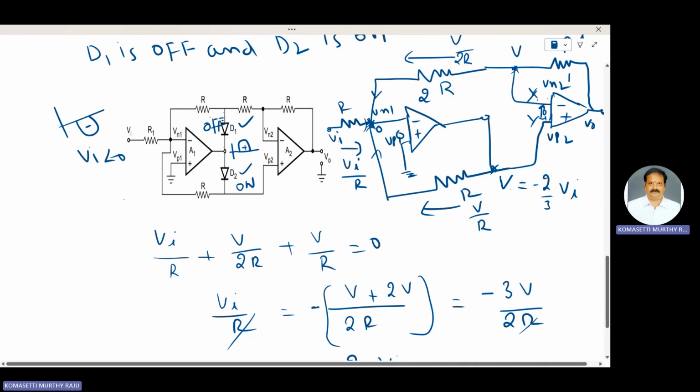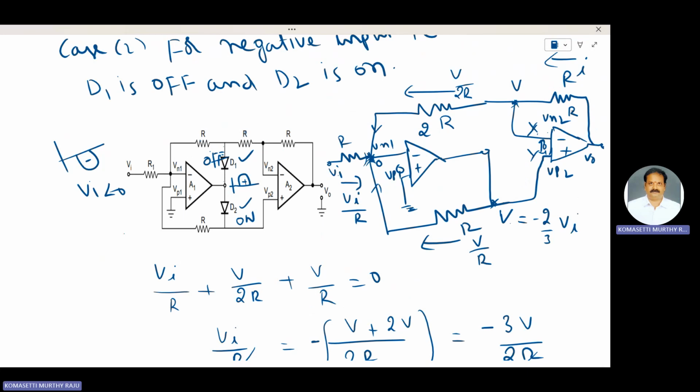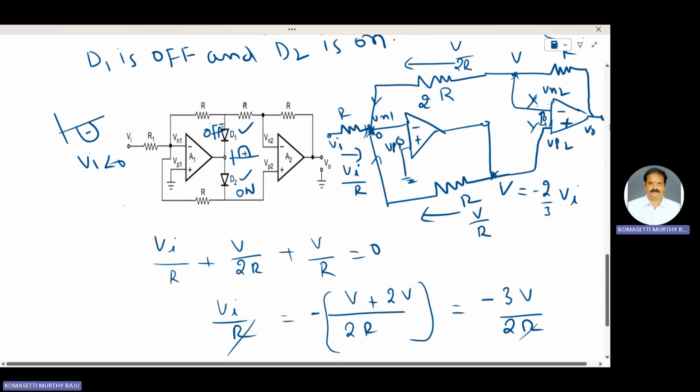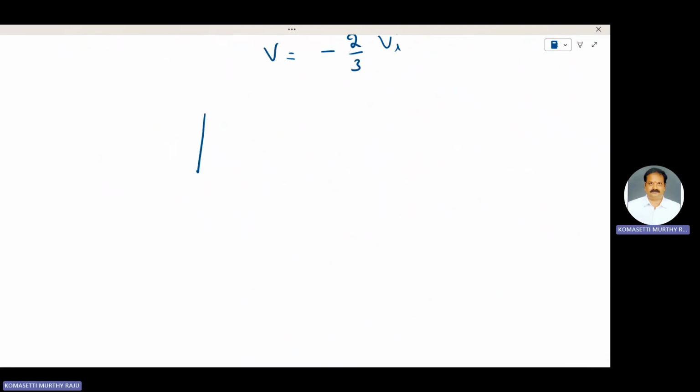This is the R. Here R is there, R under 2R. 2R, another end is connected to ground. Here V is minus 2 by 3 VA, which is connected to the positive terminal of the second op amp, A2, the non-inverting terminal of the op amp. This entire one is the non-inverting amplifier configuration. Simplify this one; this is A2.